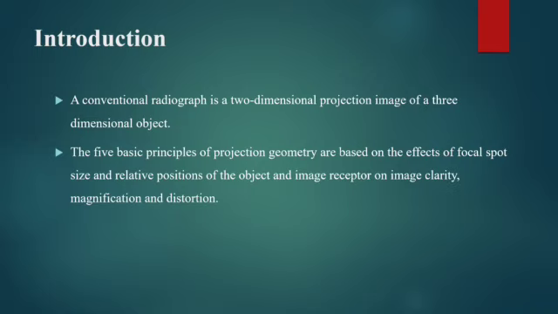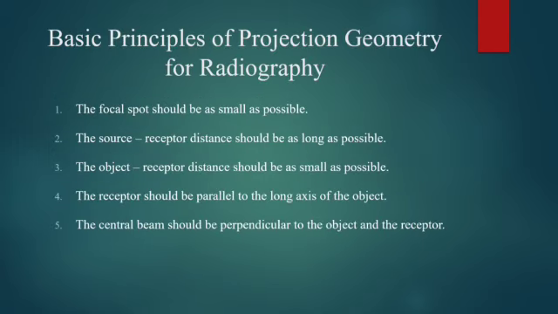The term image quality refers to the reliability of the image to present the true state of the anatomical region examined. The five basic principles of projection geometry are based on the effects of focal spot size and the relative positions of the object and image receptor on image clarity, magnification and distortion.